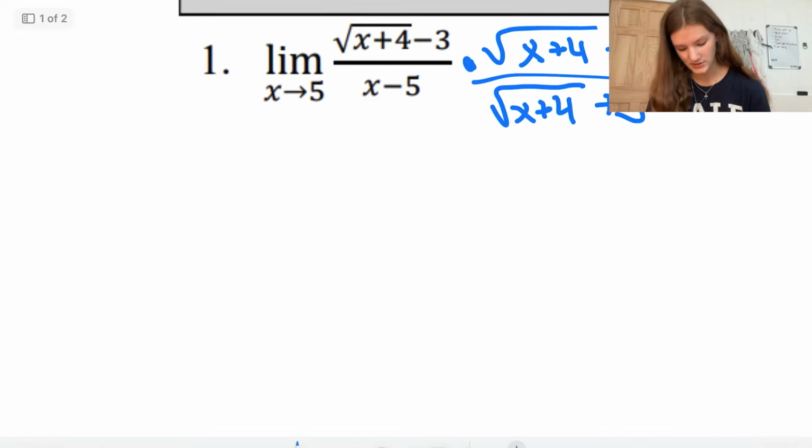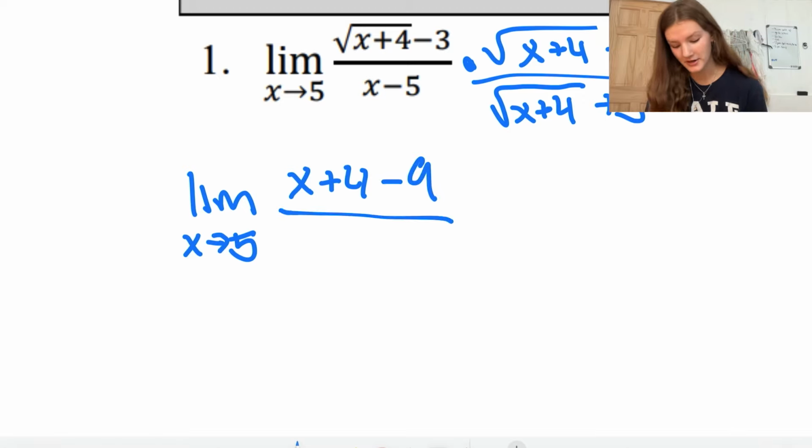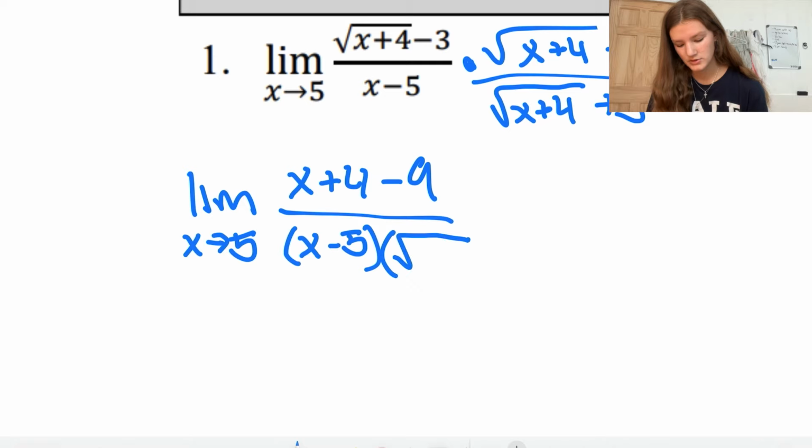Okay, now we can solve. So we have limit. Always rewrite the limit if you're not plugging it in. If you're still solving, rewrite the limit. Okay, what's square root of x plus 4 times square root of x plus 4? It's x plus 4. Okay, negative 3 times positive 3, negative 9, right? Simple. Over, we have x minus 5 times square root of x plus 4 plus 3.